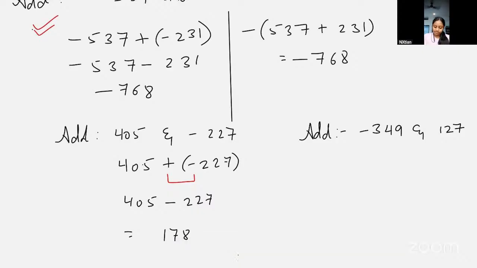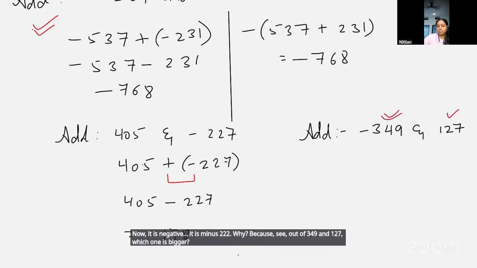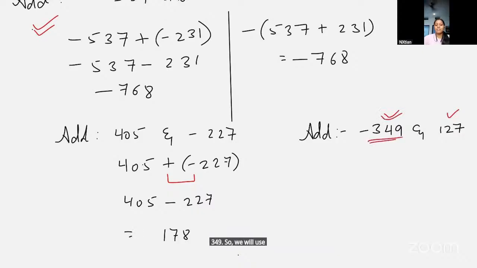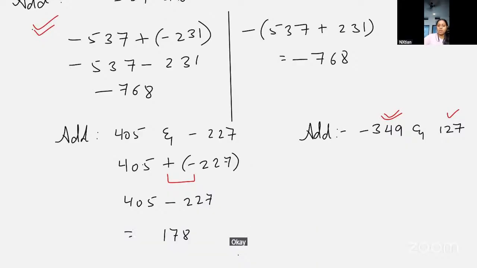Ma'am, isn't it positive? No, it is negative. It is minus 222. Why? Because see, out of 349 and 127, which one is bigger? 349. So we will use the sign that 349 has, means the bigger number has. So because 349 is having a negative sign, we will put a negative sign in front of 222. Okay, so good work, all of you.